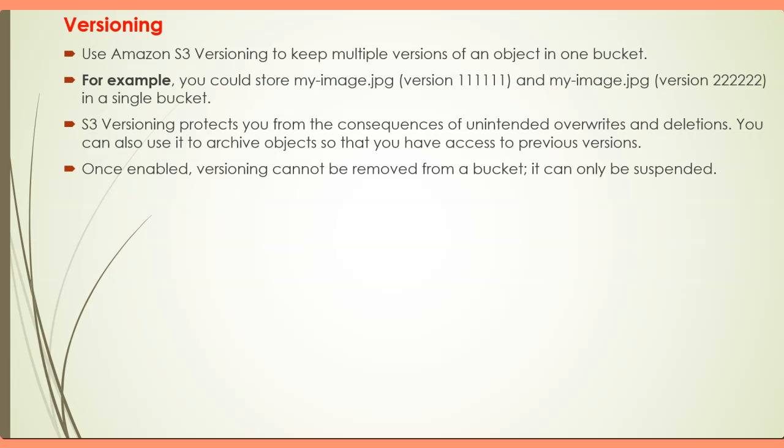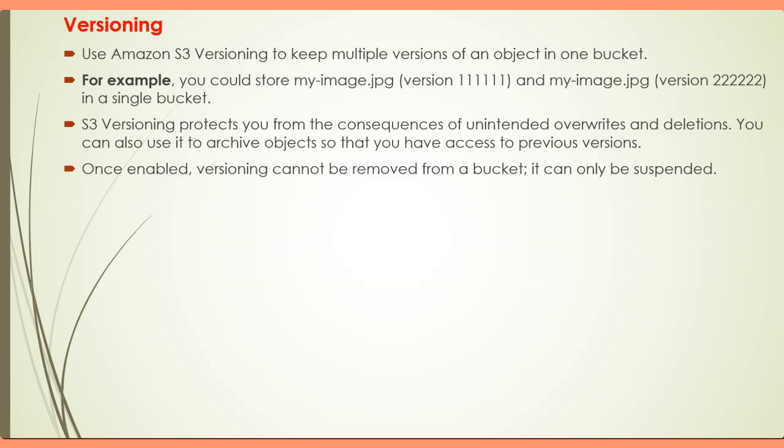So use Amazon S3 versioning to keep multiple versions of an object in one bucket. For example, you could store your image with a version ID. Let's say my-image.jpg with version ID 111111, and the exact same file, my-image.jpg, with version ID 121212, in a single bucket. So that's how it keeps multiple copies of your objects in the same bucket. And S3 versioning protects you from the consequences of unintended overwrites and deletions.